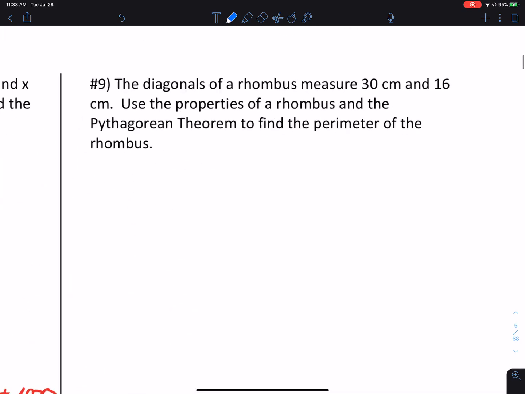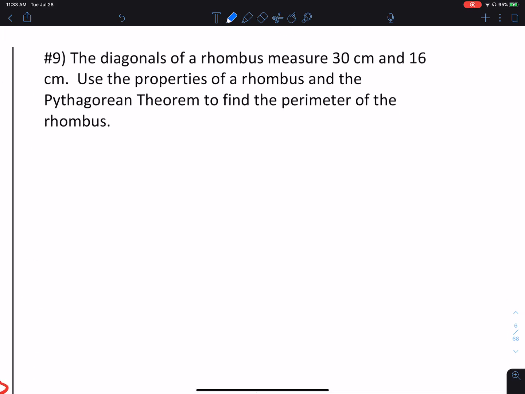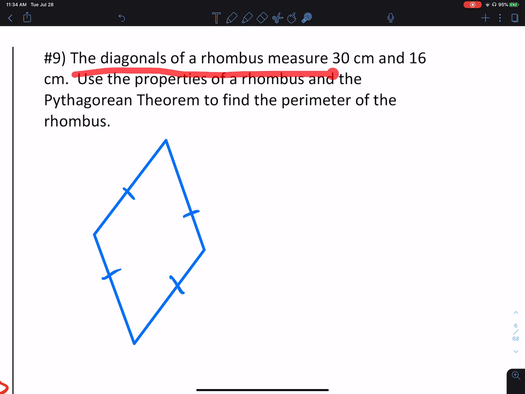Awesome. Let's check out this last one. The diagonals of a rhombus. What was a rhombus? A rhombus is a quadrilateral with all four sides the same length. You could also think of it as a parallelogram with all four sides the same length. The diagonals of a rhombus measure 30 centimeters and 16 centimeters. What are some properties of the diagonals of a rhombus?